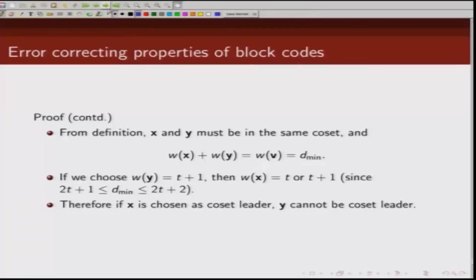And if this error pattern of weight t plus 1 cannot be put as a coset leader, then this is not a correctable error pattern. So, with this I will conclude my lecture on random error correcting and random error detecting properties of block codes. Thank you.